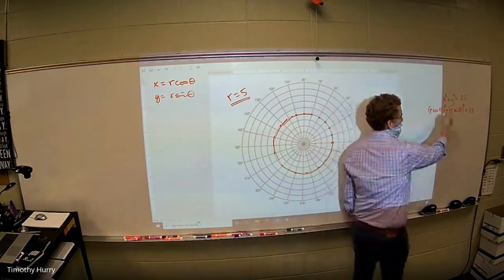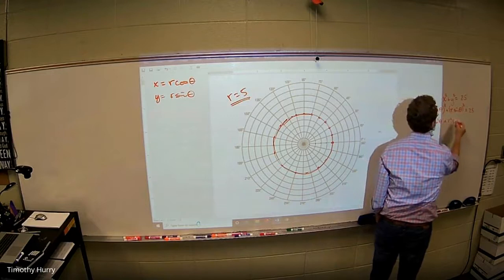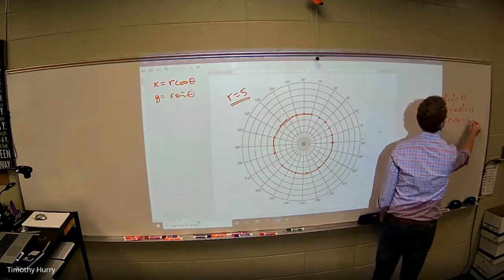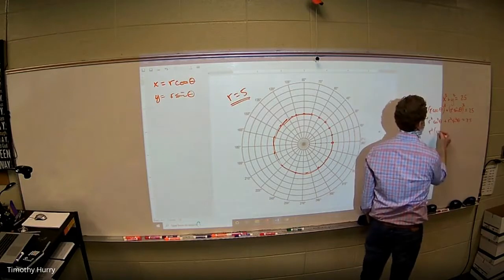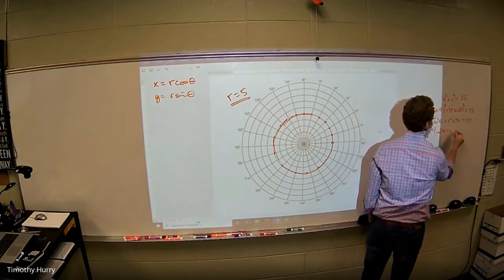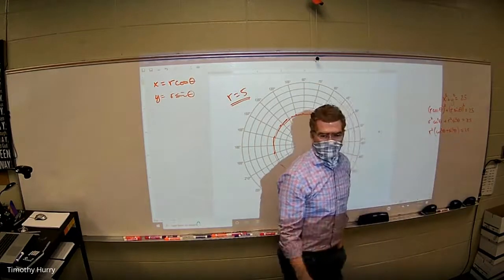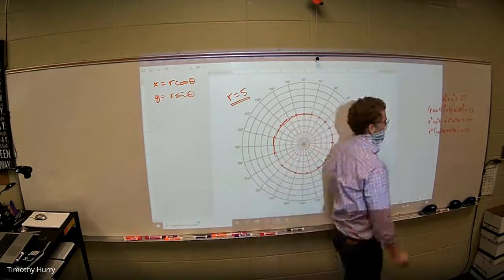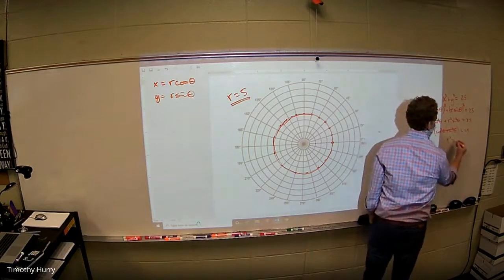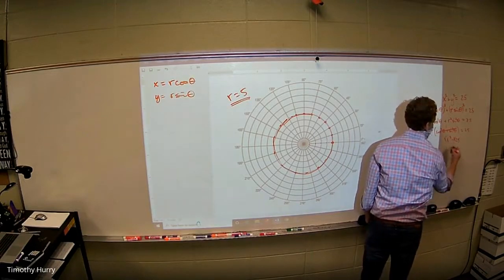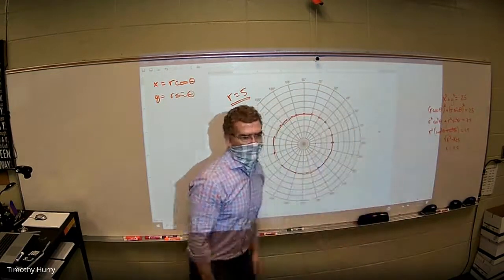Take a look. If I square this, don't I get r squared cosine squared plus r squared sine squared? What if I factor out the r squared? Don't I get this? What do you remember about sine squared plus cosine squared? It equals 1. So now I'm down to r squared equals 25, and if I square root both sides, I can get r equals plus or minus 5. And what does minus 5 mean?